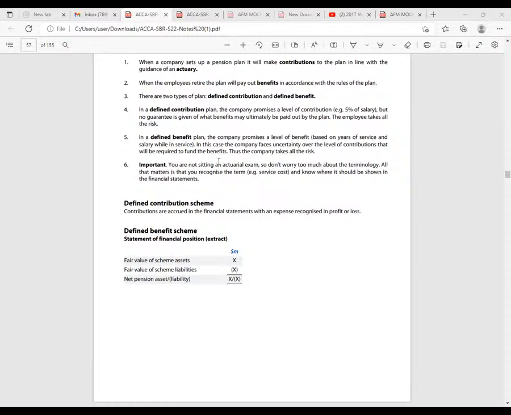Note number 6, which is very important for your exam. You are not going to sit for an actuarial exam. Actuarial exams are very difficult. That's why actuaries are very bright people. So don't worry too much about the terminology. All that matters is that you recognize the term, e.g. service cost, and know where it should be shown in the financial statement.